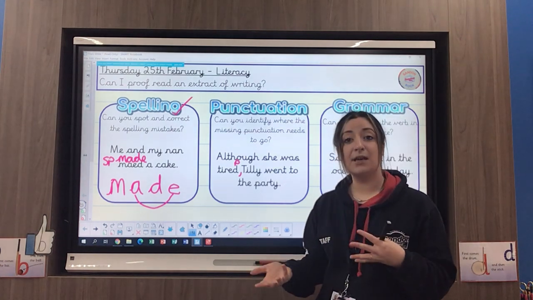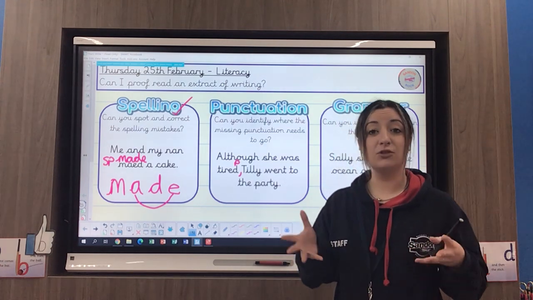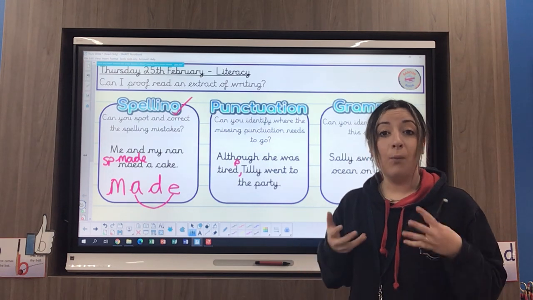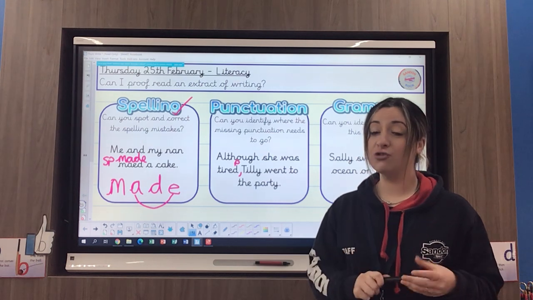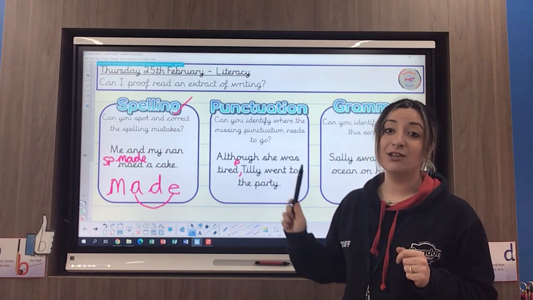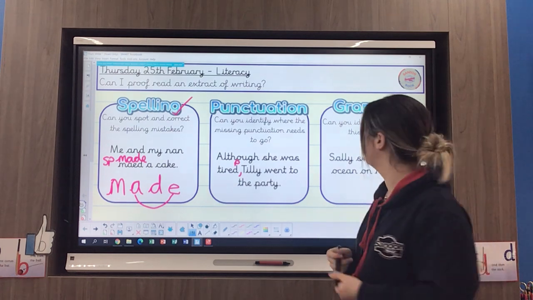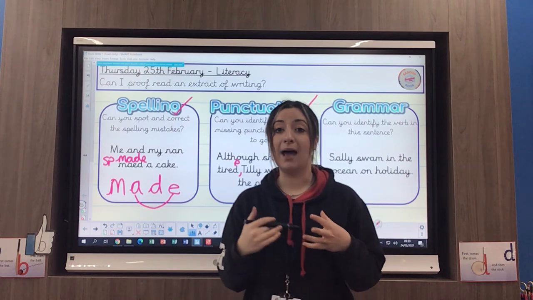Now, does it matter that my main clause has come after the subordinate clause? No, it doesn't matter because altogether the sentence does make sense. Well done if you noticed that my punctuation needed to go here, and an extra well done if you could notice that I've actually started my sentence off with a subordinate clause. Well done. Okay, so now we're going to move on to my grammar.